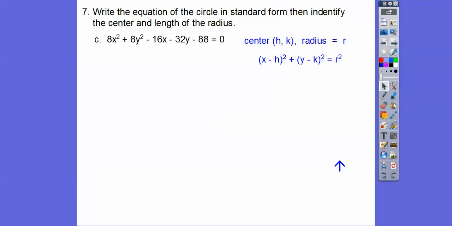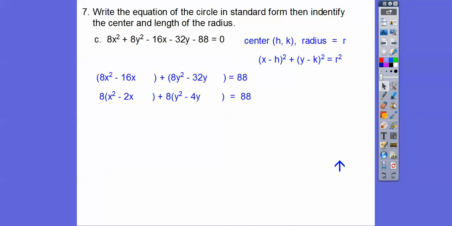So for this one, let's group the x's together. Before we can complete the square, you guys, this needs to be a 1x squared, not an 8x squared. Similarly, this needs to be a 1y squared, not an 8y squared. So I'm going to pull the 8 out here, which means I have to pull the 8 out of 16. 8 goes into 16 2 times. We'll pull the 8 out in front, and when we pull the 8 out of 32, that changes to a 4 right there. And notice we put the 8's over there.